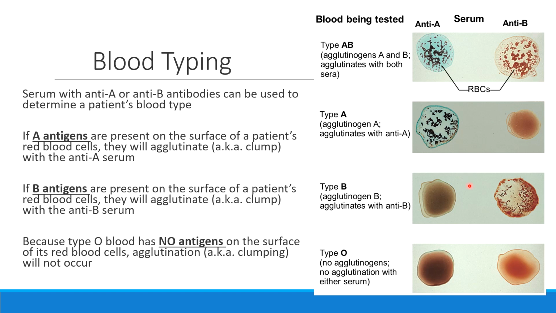We go down here to type B. Notice that there's no clumping when I added the A antibodies, but there is clumping when I added the B antibodies. This patient is type B. And like we mentioned, type O blood has no antigens on the surface of the cell. So when I add antibodies that are looking for A proteins or looking for B proteins, I don't find anything.